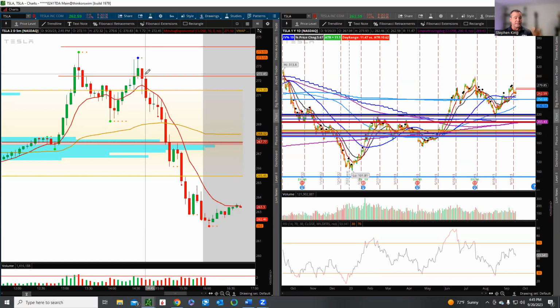Then I go 5 and 15, right? So at 1 o'clock in the afternoon, I'm not even looking at the 3 minute chart anymore. So I'm using the 5 minute chart. I'm using a 15 minute chart. And then I'm always looking at the 30 minute and the hour as well, right?